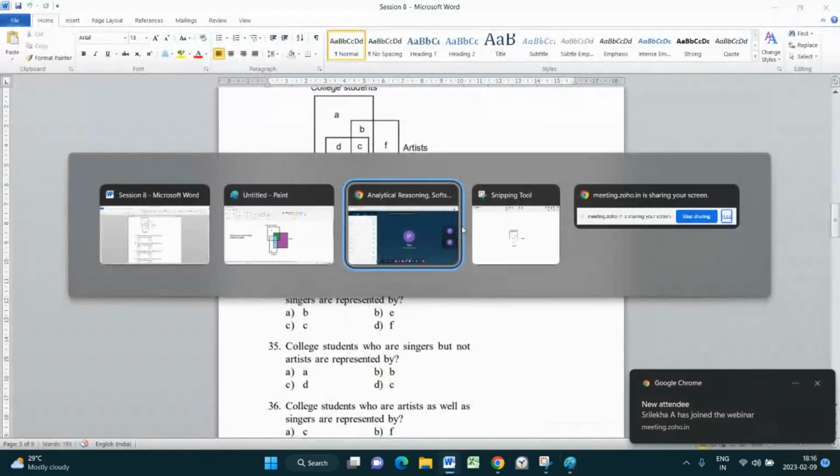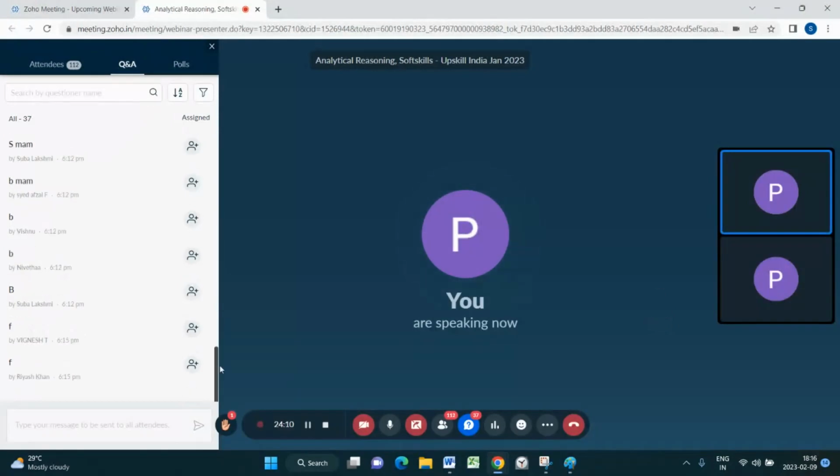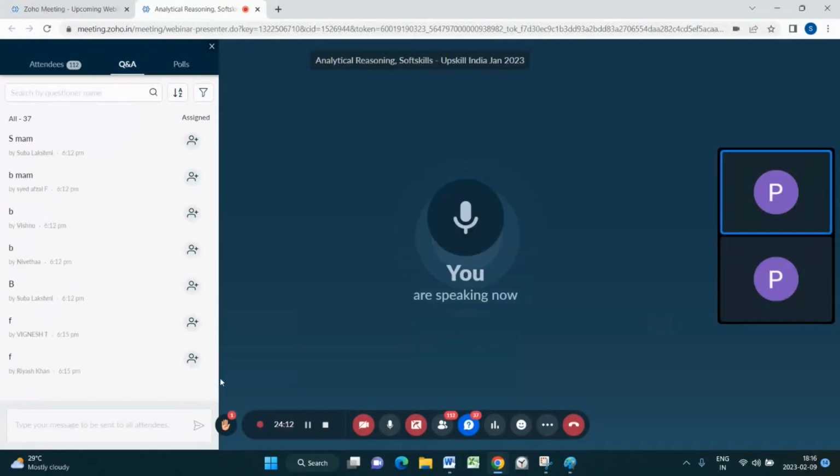Got it? Yes, very good. Somebody has said already. Vignesh and Riaz Khan are saying F is the right answer. Very good. Excellent.